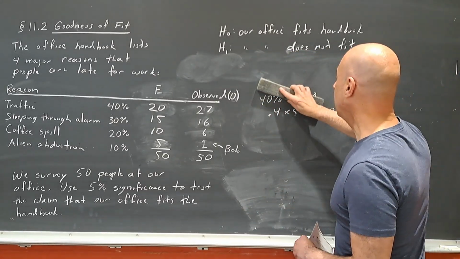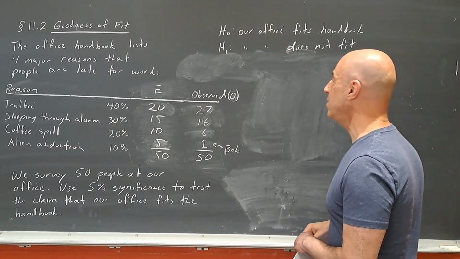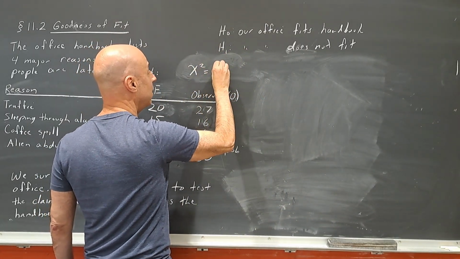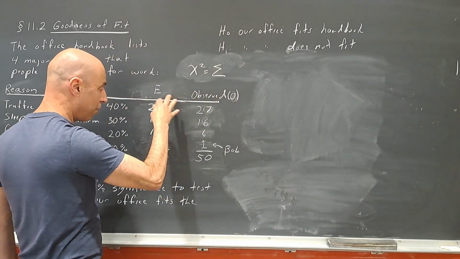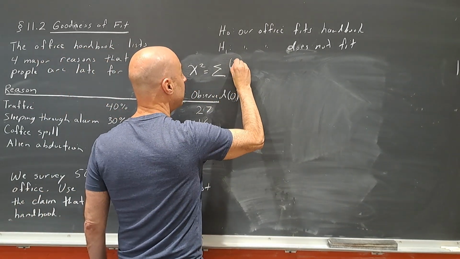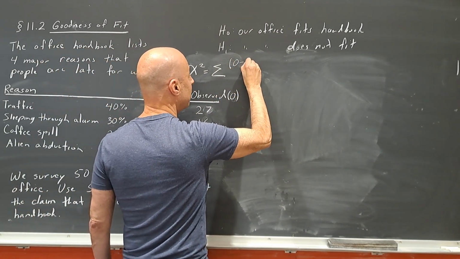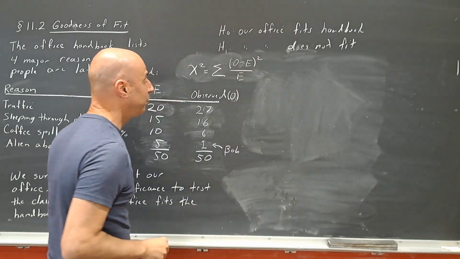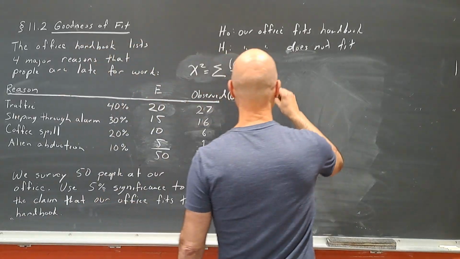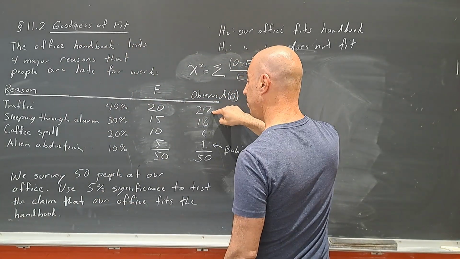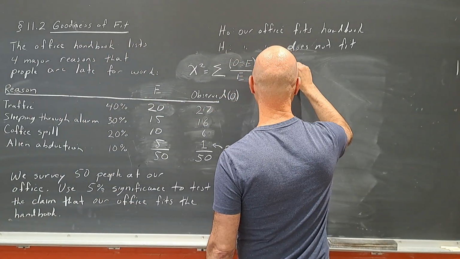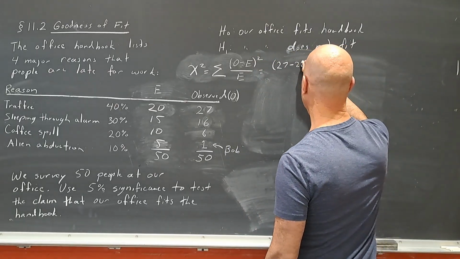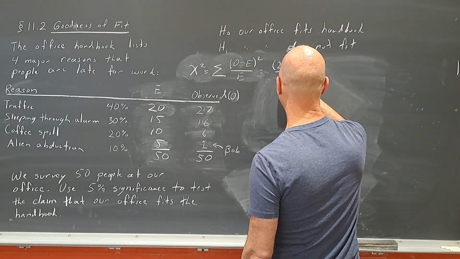The next thing we want to do is compute our chi-squared statistic. We do this just like we did in the previous section. So our chi-squared statistic is just the sum over all 4 categories of the observed value minus the expected value, squared, divided by the expected value. So in this case, for the first category, the observed value is 27. That's how many people were actually late to work because of traffic. The expected value was 20, and we put that over 20.